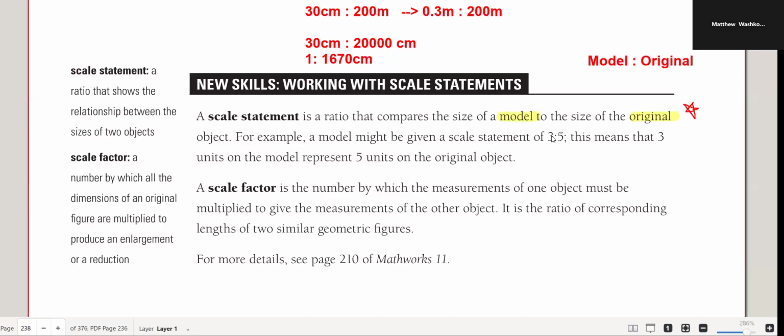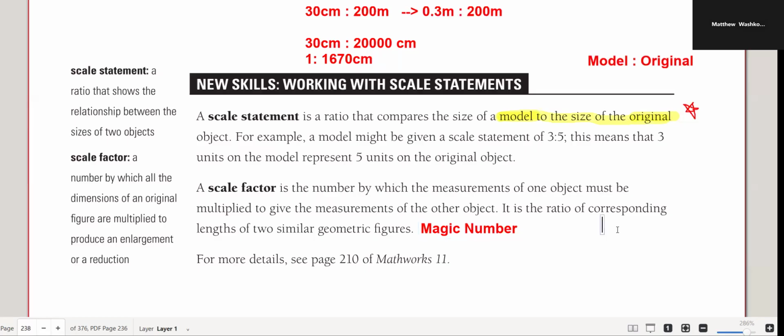So again, you have an example here that they give you, but model to the size of originals. Always model first. Now, a scale factor is the number by which the measurements of one object must be multiplied to give the measurements of the other object. What does that mean? This is the magic number, okay? I've been using that word the entire time. This is the magic number.